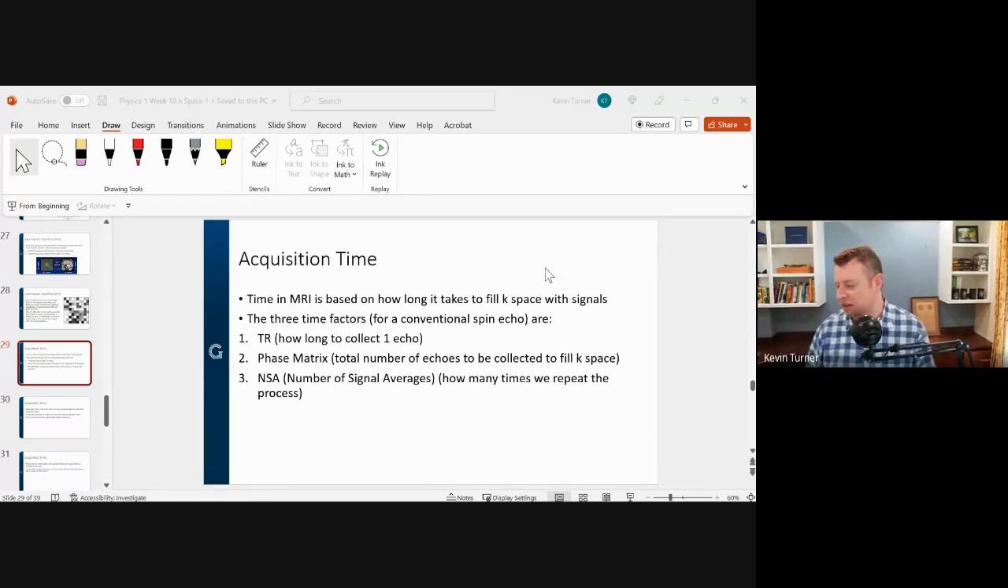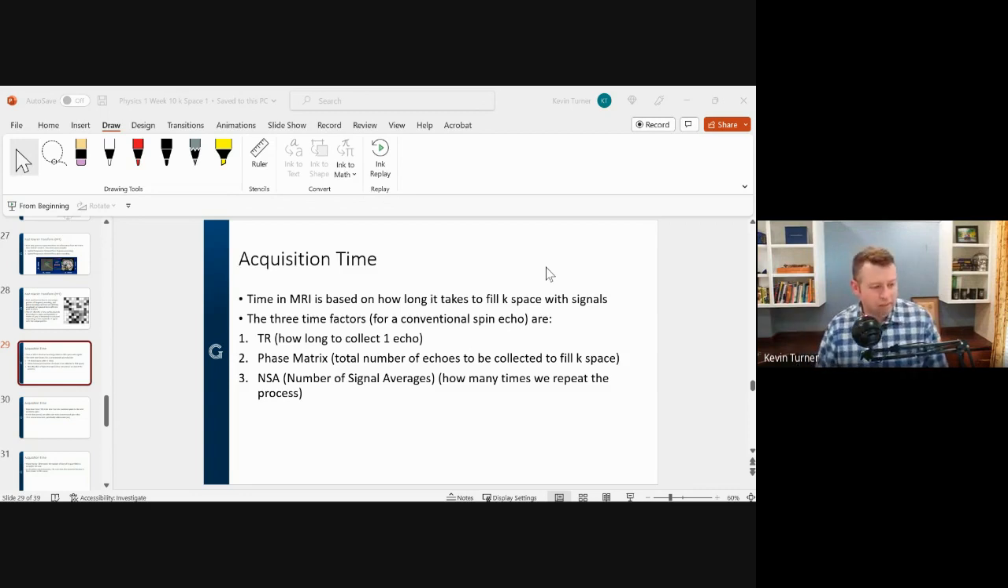Those are different parameters and imaging options we have to manipulate K space. So we're going to talk only about the scan time equation in a conventional spin echo for this lecture. As we introduce more pulse sequences in physics 2, we will introduce more time equations, because different pulse sequences have additional parameters that change the time. Fast spin echo has a different one. Gradient echo has a different one. 3D.